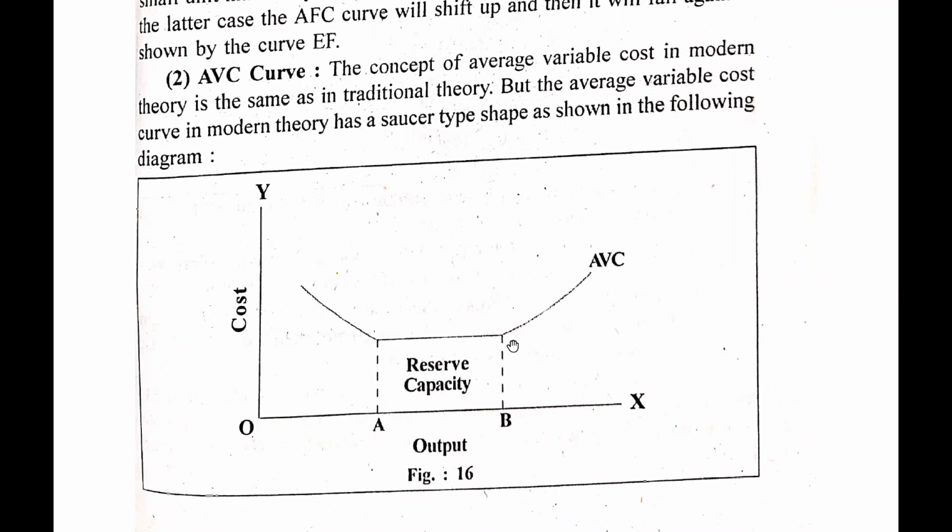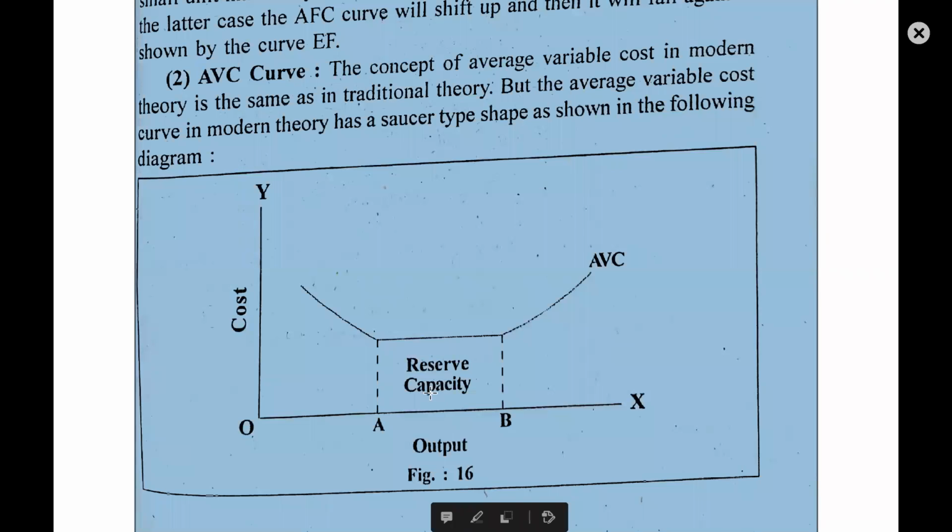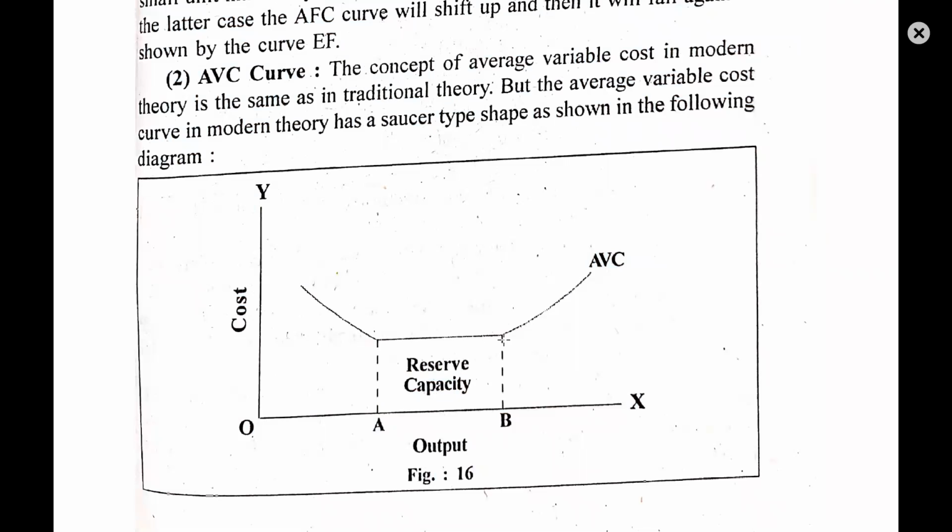but from a certain reserve capacity. So this is the reserve capacity. Up to the reserve capacity, the average variable cost will remain the same. And if the company exceeds it, or goes beyond a certain point of capacity, then again its average variable cost will increase.